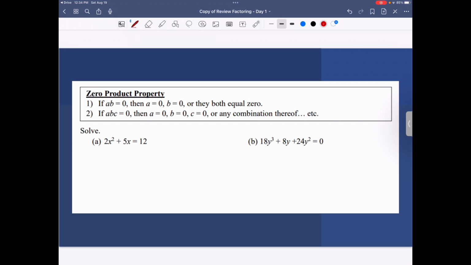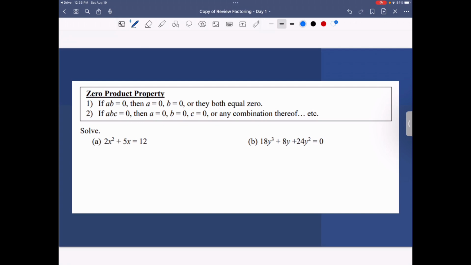The zero product property helps us solve quadratics. So what it's saying is if I multiply two numbers, A and B, and my answer is 0, my product is 0, then either one of them has to be 0 or they both have to be 0, right? If I multiply 3 numbers together, then one of them has to be 0 or any combination of them has to be 0. And then they write it with A, B, and C. So when it asks us to solve, we have to use the zero product property.